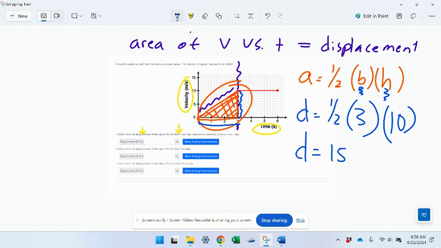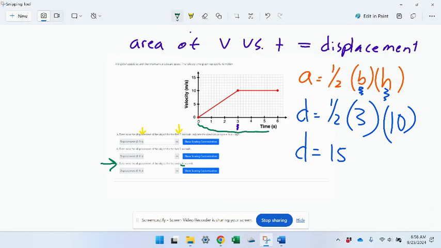I'm not going to necessarily work this next one out, but I'll at least show you what we would be looking at here. This one says, we'll look down here at item C, it says determine the displacement of the object for the entire 6 seconds. So here it's saying this entire time, what was the displacement? So now what we actually have to find is the area of this whole space, this entire area.